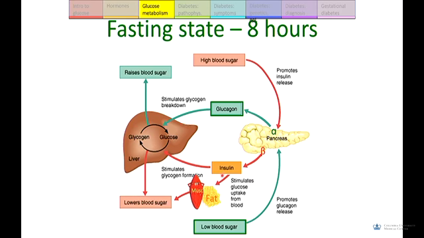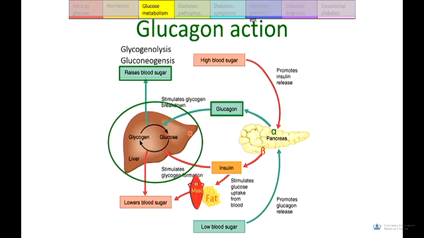So you have low blood sugar. This causes the alpha cells of the pancreas to release glucagon. It works on the liver. What does it do? It helps raise blood sugar by breaking down your glycogen stores and synthesizing glucose de novo through gluconeogenesis.